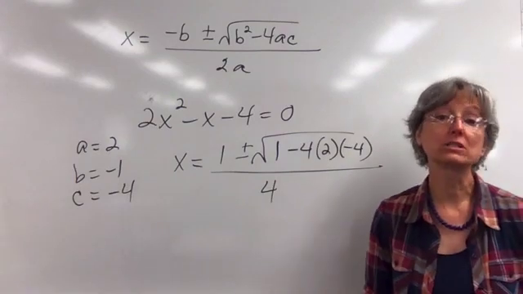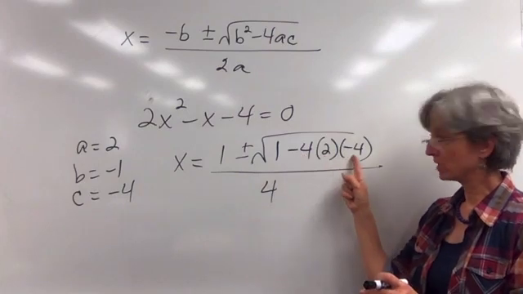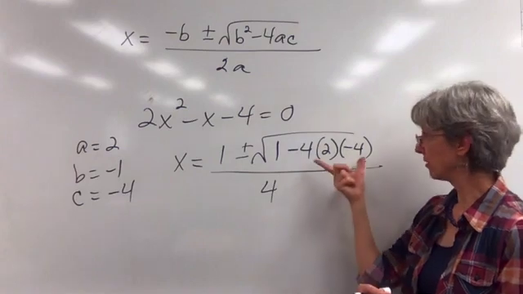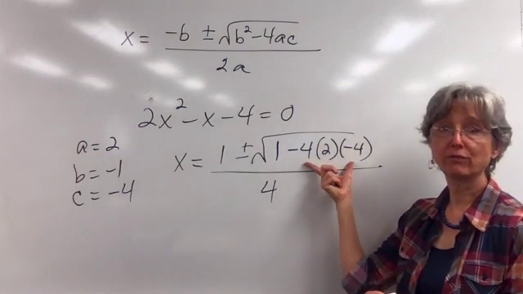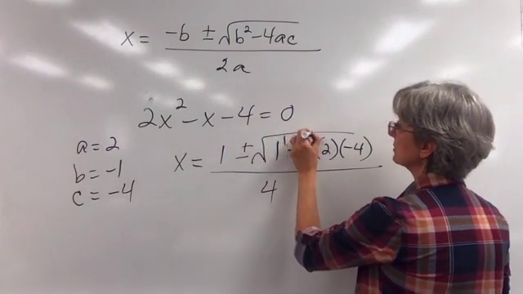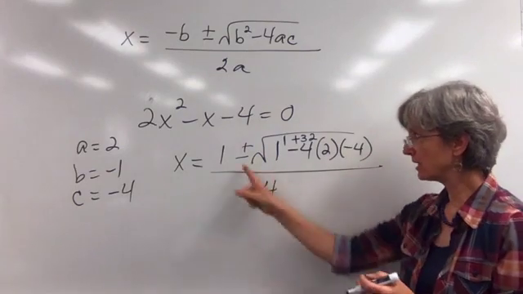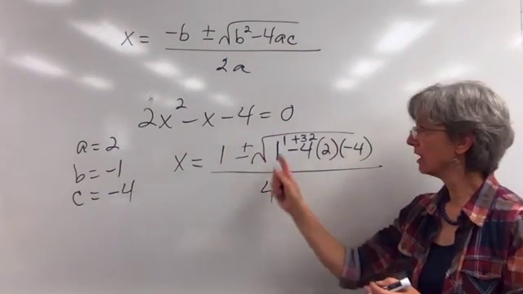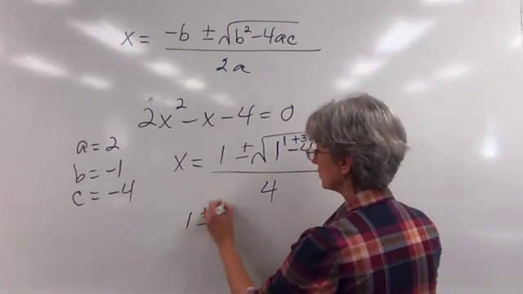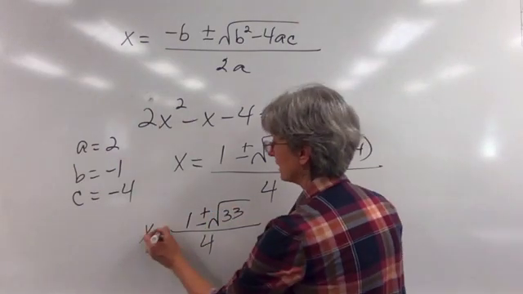All right, now you just simplify. Remember order of operations, do this first. You have negative 4 times positive 2 times negative 4, that's 16 times 2, that's positive 32. So what you have then is 1 plus 32 is what that simplifies to be. If anybody has problems, it's there. 1 plus 32 is 33. So what this becomes is 1 plus or minus the square root of 33 over 4. And that's what x equals.